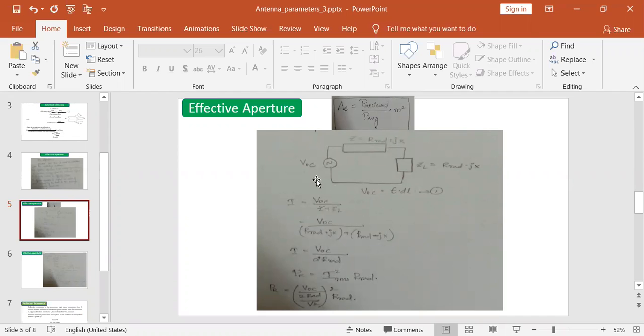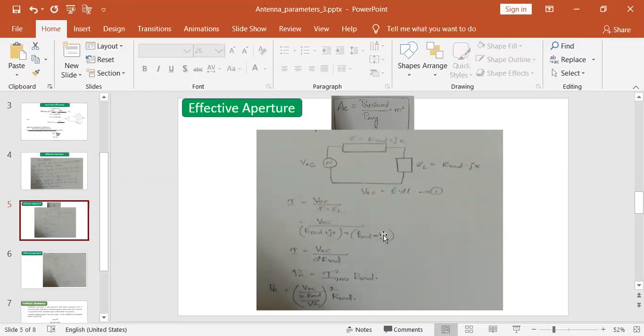See this circuit. We will calculate the effective aperture using this circuit. V OC is the input voltage and the antenna has some impedance Z and also a load impedance Z L. These two impedances are complex conjugates of each other. We already know that V is equal to E into D L. From this we can calculate I is equal to V by the impedance, that is Z plus Z L, that is equal to V OC by the total impedance.